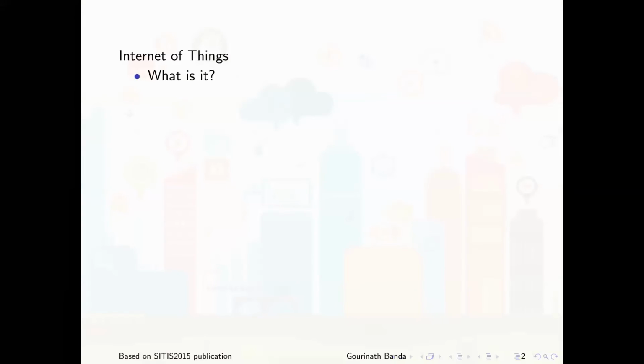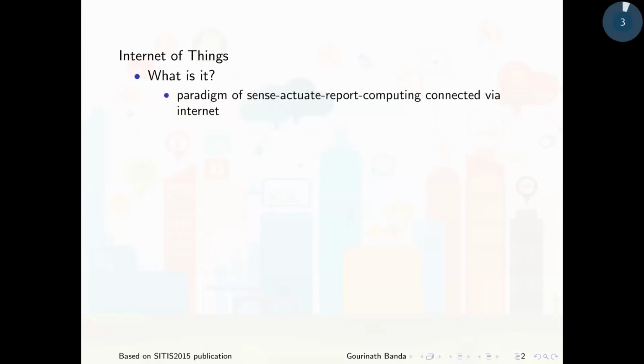Let's understand, first of all, what is an Internet of Things. When we ask students in various IITs or everywhere, they'll say, I can connect my coffee machine to the internet. But that's not a very scientific definition. Generally speaking, in Internet of Things, we have devices that possess either one or all of the sense, actuate, report, computing kinds of behavior, connected via the internet. That is what is called an Internet of Things.